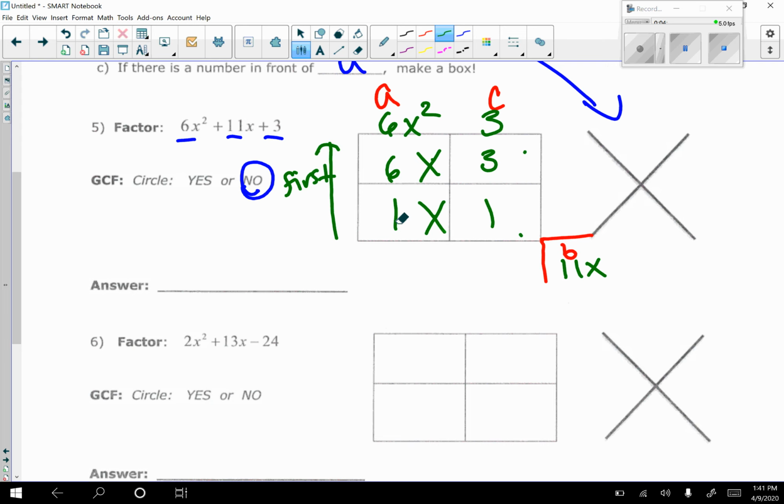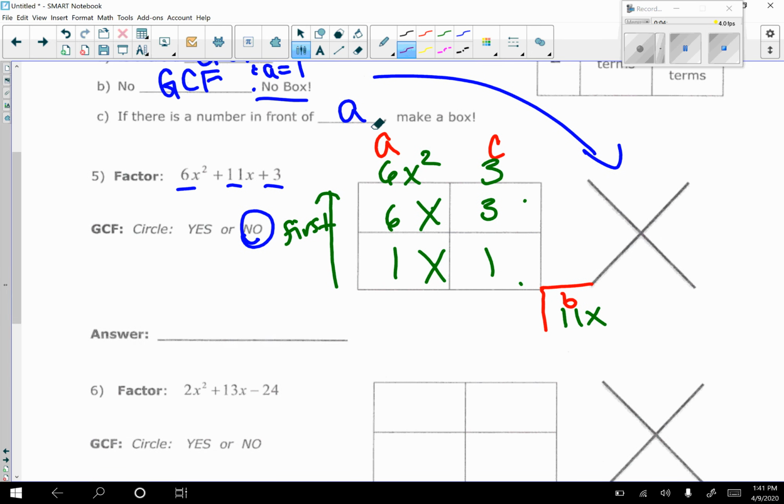Make sure you are using a pencil for this. I cannot stress that enough, because you're going to have to erase. It's a puzzle. It's kind of like Sudoku. You've got to think about it. You've got to rearrange some numbers here. My second part of this is across this way. I need to multiply across: 6x times 3 is 18x, and 1x times 1 is x. And these numbers need to add to your total down there.